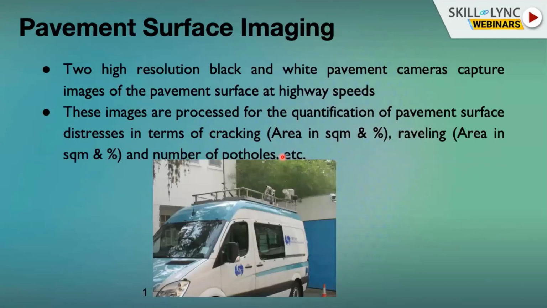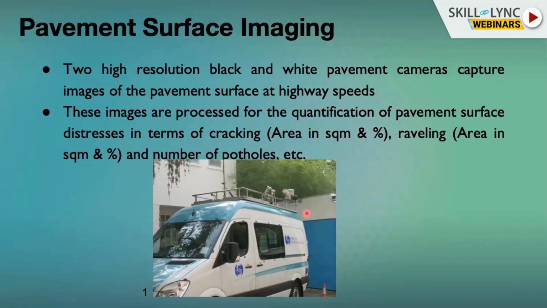And the most important thing is how we will capture the distresses. So till now we have only seen the distress of rutting. One of the distresses is rutting, which is captured by rut scanners, but there are several other distresses, like cracking, raveling, potholes, shoving, edge break. There are a number of distresses. So how can we actually capture these?